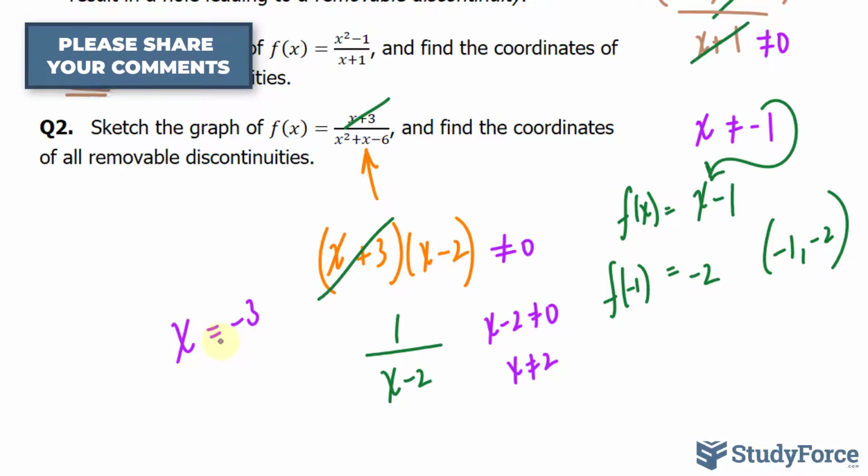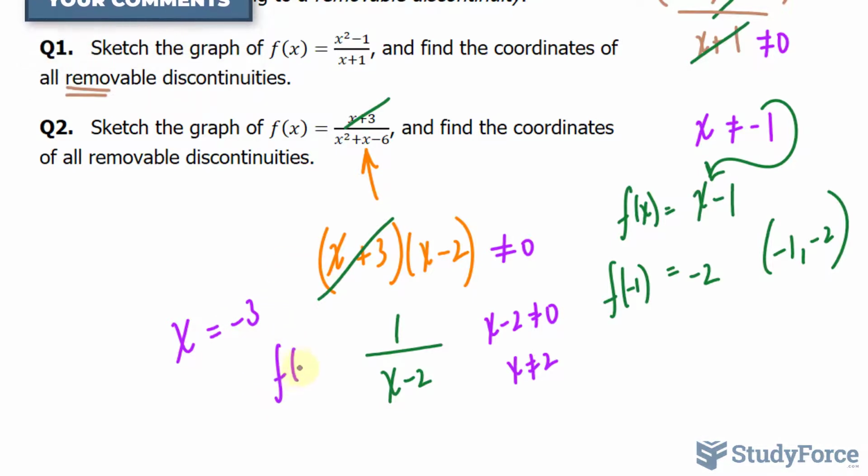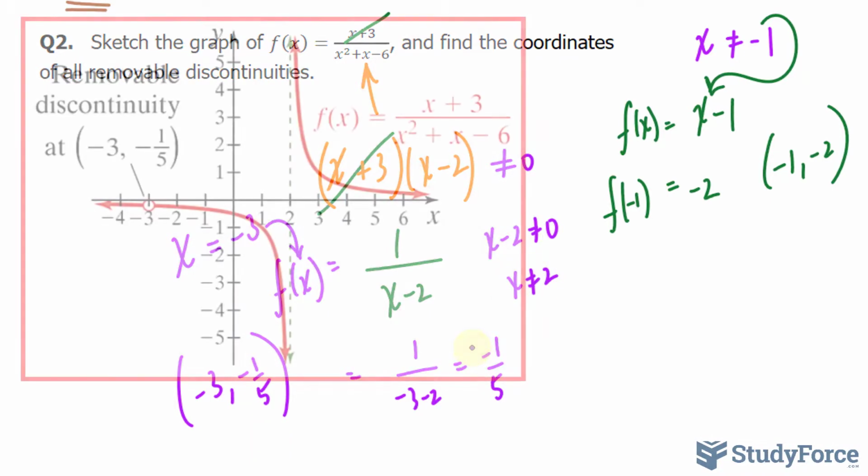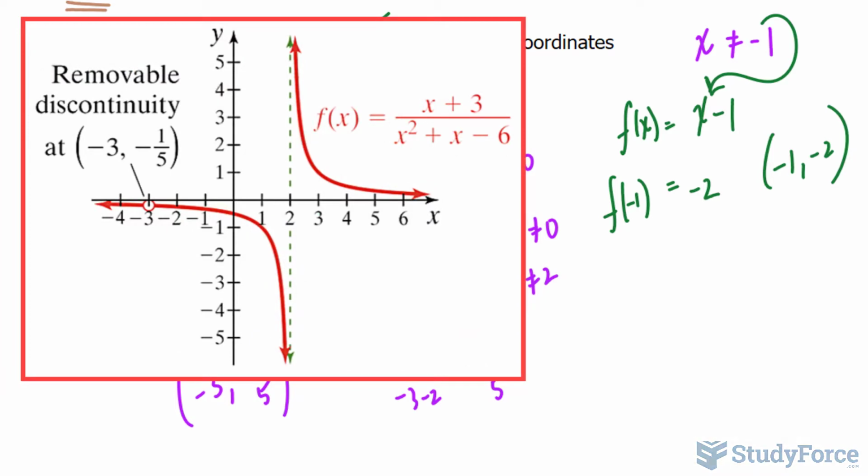Substituting negative 3 into this function, we would end up with 1 over negative 3 minus 2, and that is negative 1 over 5. You would have a removable discontinuity at negative 3 and negative 1 over 5, and a vertical asymptote at x is equal to 2. A visual representation of this function is shown on your screen.